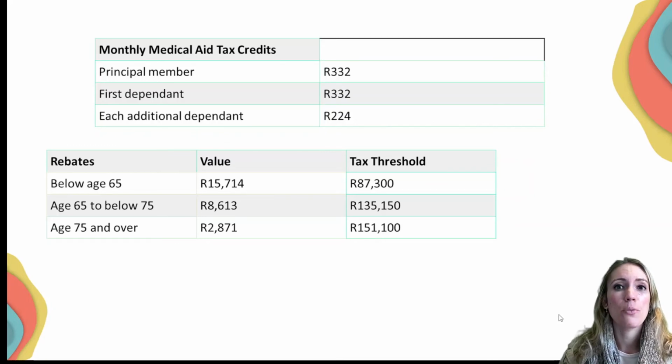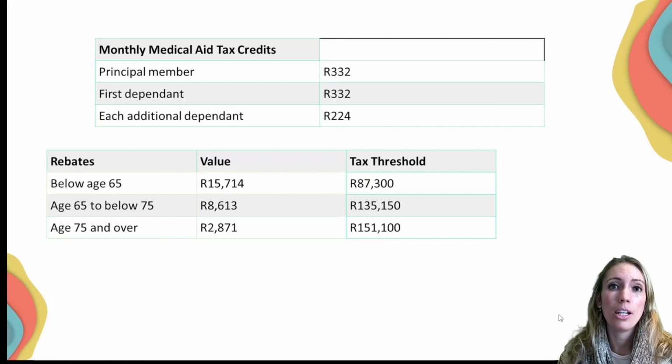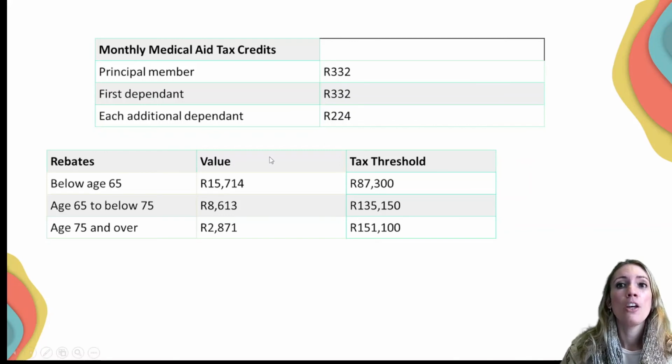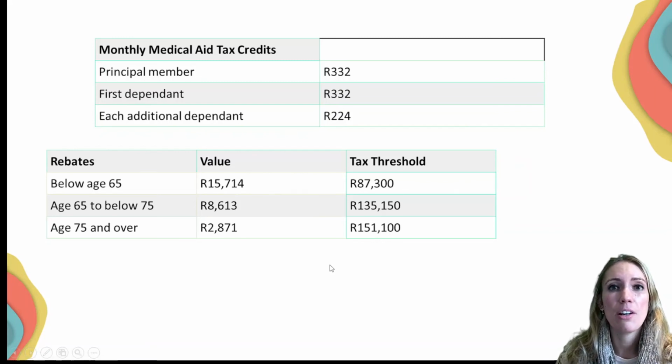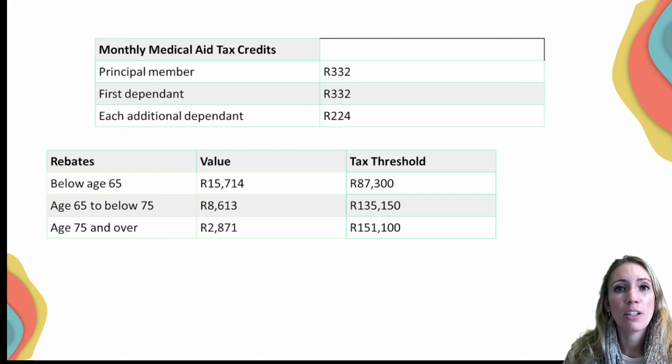If you're below the age of 65 years, the rebate allowed is a bit bigger than the other age categories, but this is also because the tax threshold is lower. You are liable to pay tax once you're earning 87,300, whereas those aged 65 and up only pay tax once the threshold is a bit higher than the below 65 category. The rebate you'll be able to deduct after working out the tax in the prior slide is 15,714 if you're under the age of 65. If you're between the ages of 65 and 75, you can deduct 8,613, and over 75, 2,871.